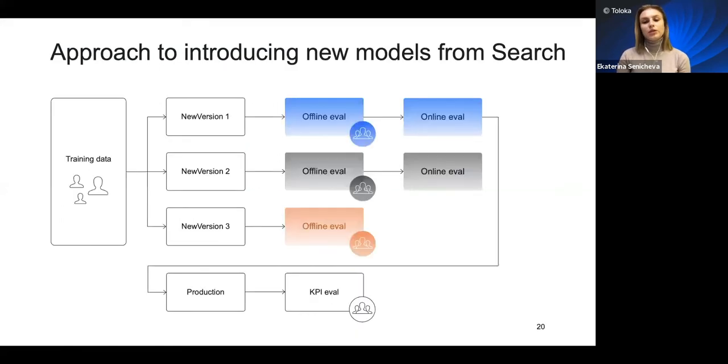So let's have a look at an example of one of our clients, a search portal. This was their approach to data evaluation. They had both offline and online evaluation steps for every model they wanted to put into production. And with such an approach, you decrease business risks for your machine learning solutions.